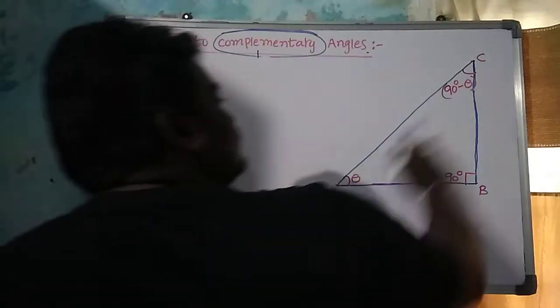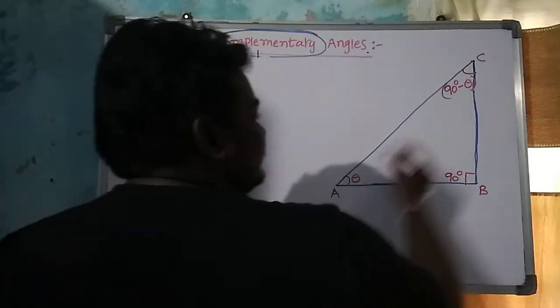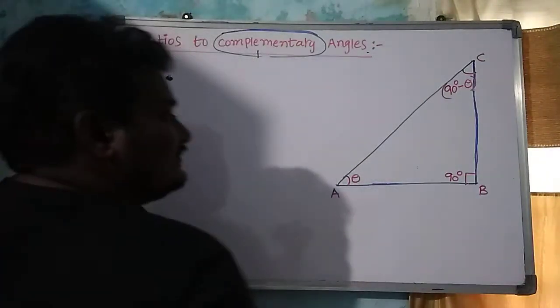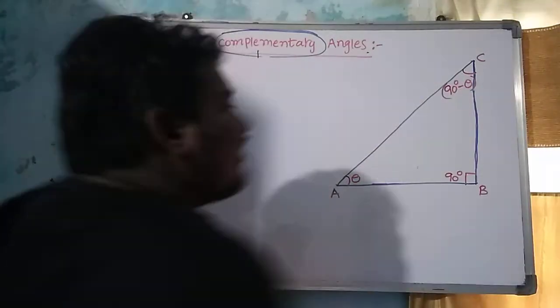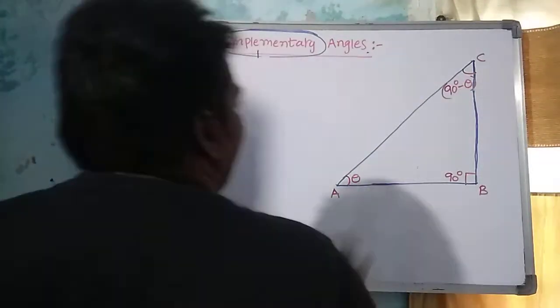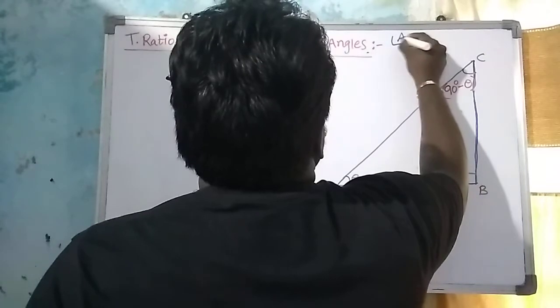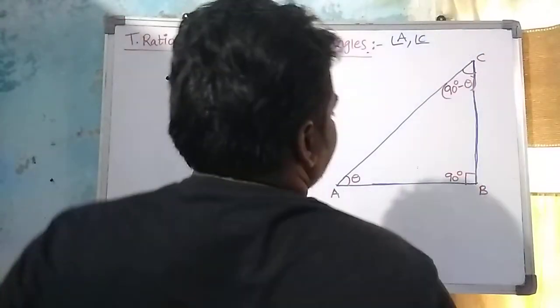Yeah, I can say these two are complementary angles. The total angle sums to 90, so I can call them a complementary pair: angle A, angle C.